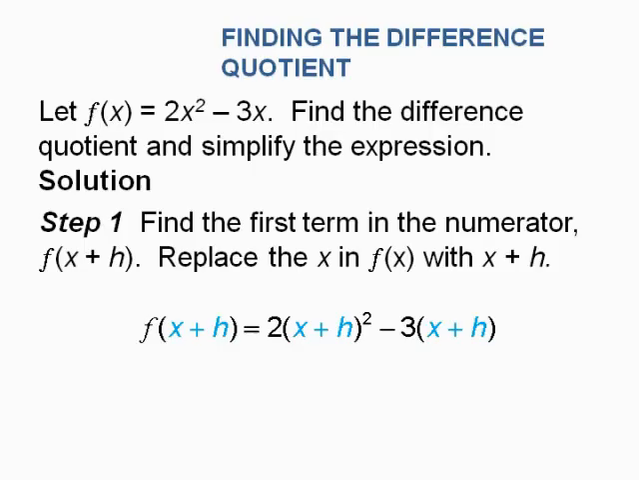Let's try another one. Let's kick it up a notch. All right, so f of x equals, in this one, 2x squared minus 3x. Find the difference quotient and simplify the expression. All right, so first we're going to go ahead and find f of x plus h again. And all we're going to do, and I'll go back up top here, is wherever we see an x in f of x, we're going to substitute x plus h in there.